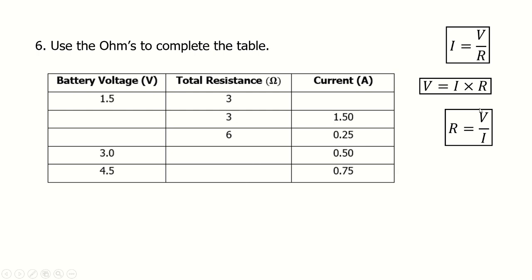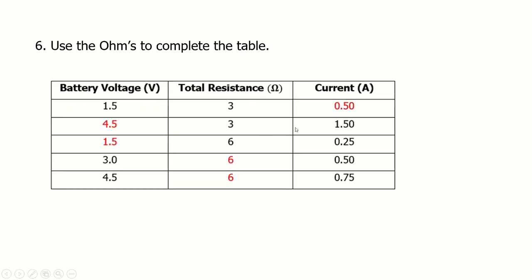Formula for resistance, V over I. So 3 divided by 0.5 and 4.5 divided by 0.75. So these are the 3 formulas in Ohm's law. Same thing, just different configurations. Your answers should be this way.